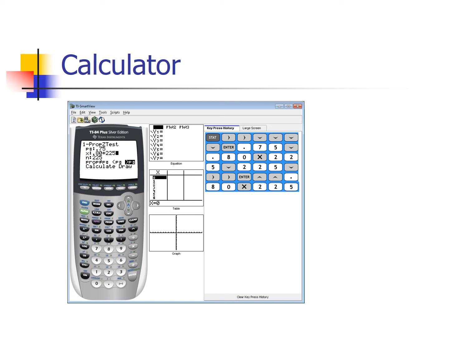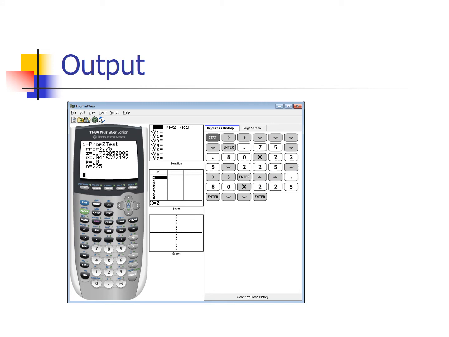We have to pick our appropriate alternative hypothesis. In this case, it's the third one. We want to test whether the probability he makes a shot is greater than some number, in this case, greater than 75%. Here's the output. The main things of interest in the output are the test statistic, which is the 1.73, and the p-value, which is the 0.0416.